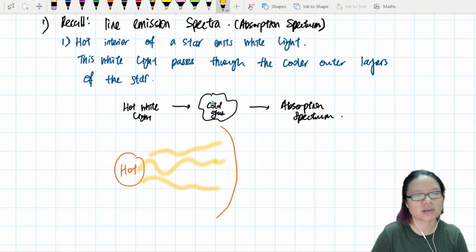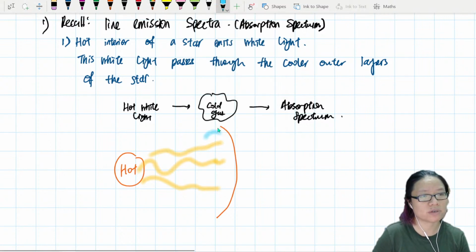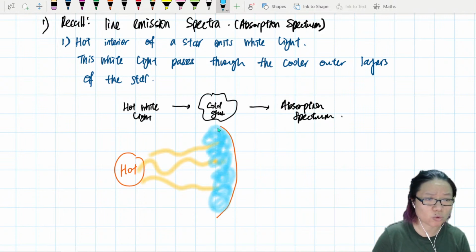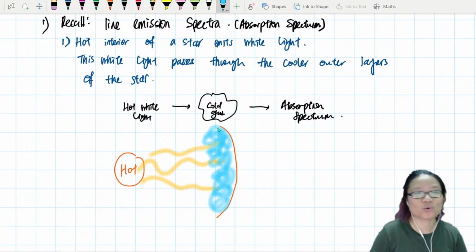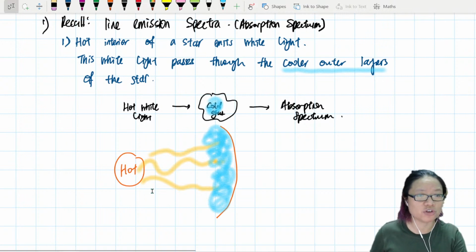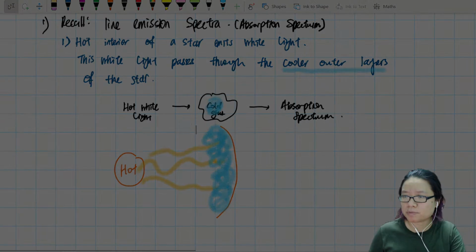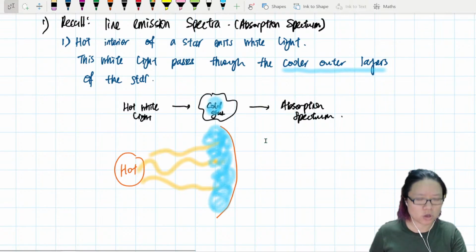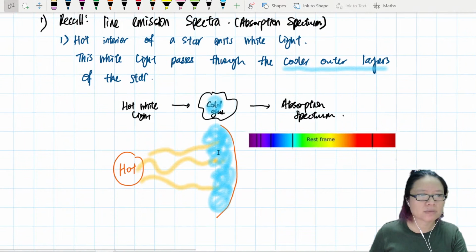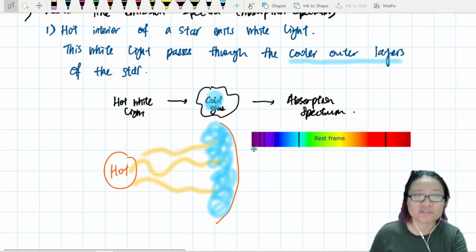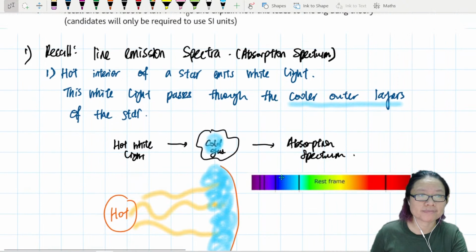I know this is not white, but I don't really have white. Once the light encounters the cold gas, let's say this is the cool gas, the sun's outside has cooler gas, because the outermost part of the cooler outer layers is all relative. The cooler outer layers will absorb some of the energy, and some of the wavelengths will be missing. So your absorption spectrum looks like this: a rainbow color with lines. The cold gas steals away some of the lambda. So you get this absorption spectrum.